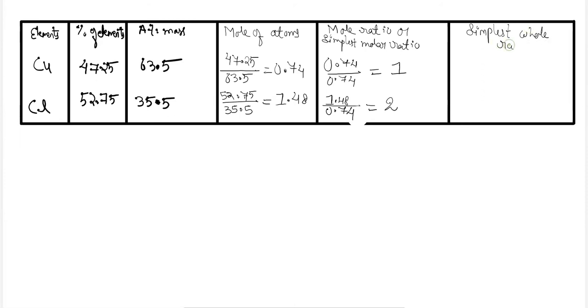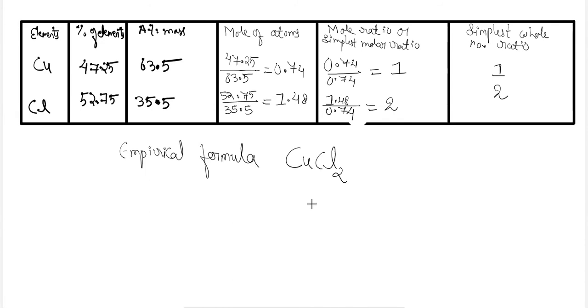So the simplest whole number ratio is 1 and 2 only. So the empirical formula forms out to be CuCl2. Okay, now let's take another question.